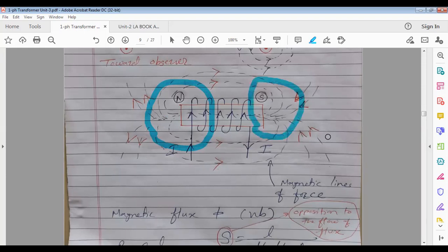So you can find out which pole is acting as a north and which pole is acting as a south pole using the right hand thumb rule. The direction of the magnetic field, the magnetic lines of force, you will also get. Now these magnetic lines of force always prefer the minimum opposition path.